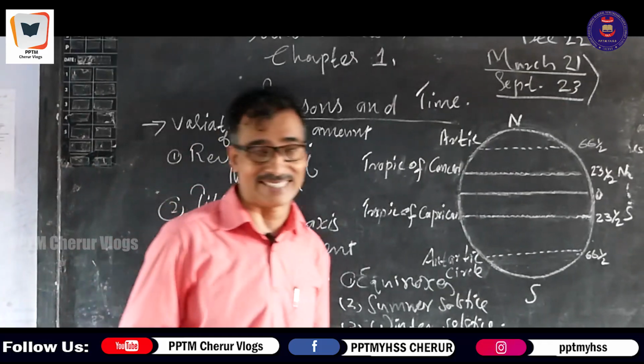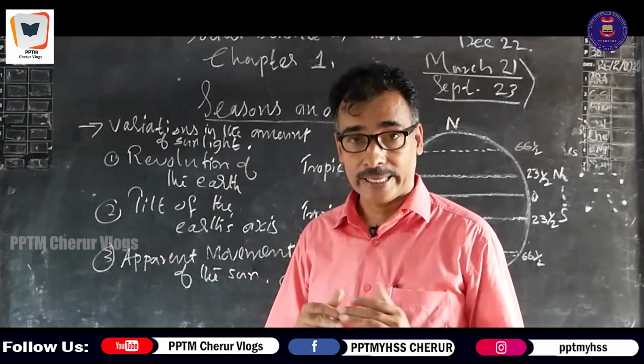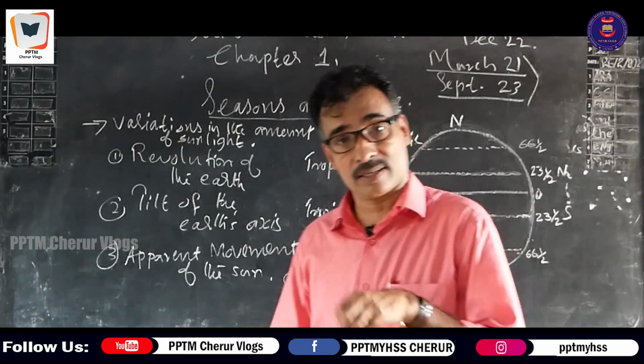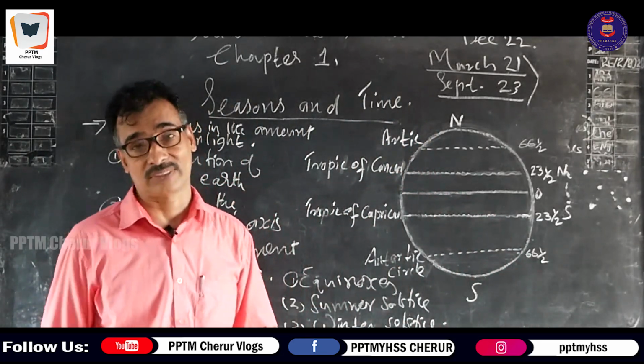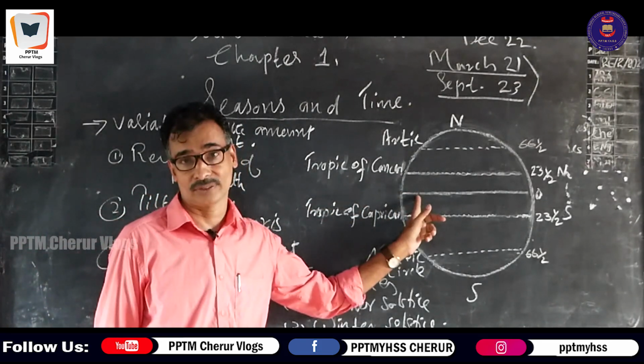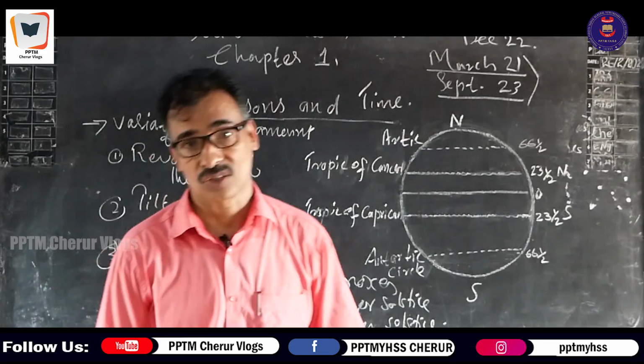What is special on these days? We know equinoxes means equal. The duration of day and night on both the hemispheres of the earth is equal on these 2 days. So we call them equinoxes.